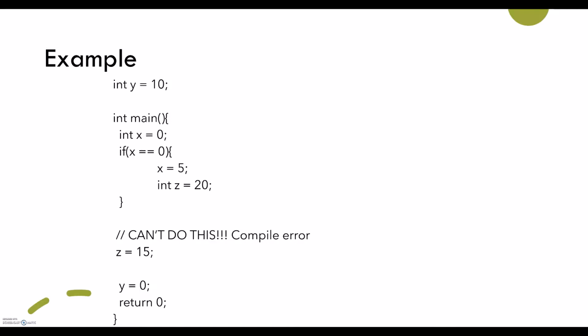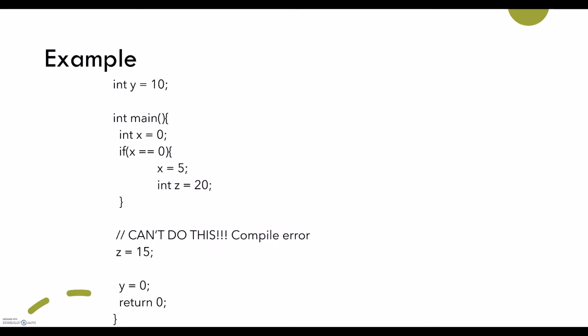I then instantiate an integer z with value 20 here, and then this is where it gets interesting. Above the scope of the if statement, outside in the parent scope of the if statement, so in the scope of main, I've attempted to change z to 15. This will cause a compiler error, as right here I've tried to access a variable that was created in a lower scope.